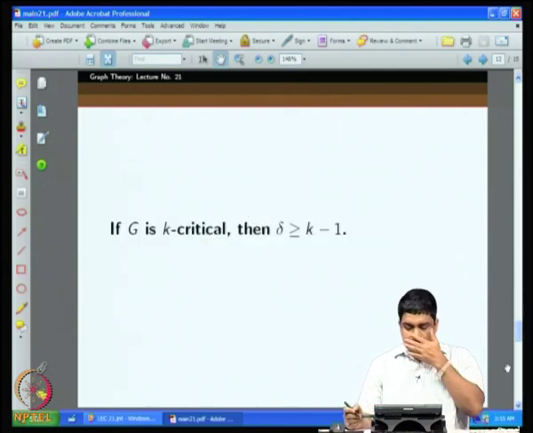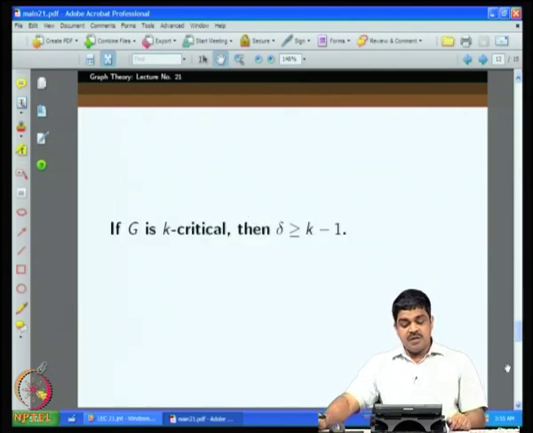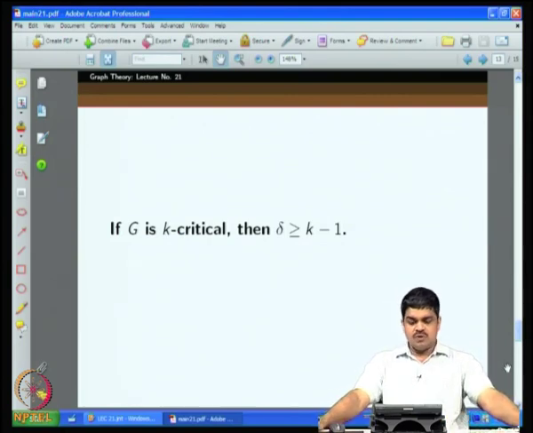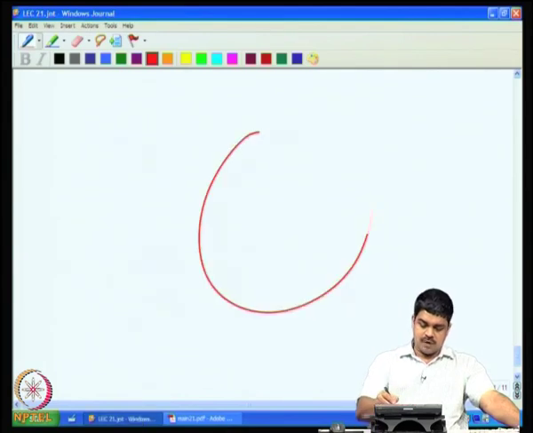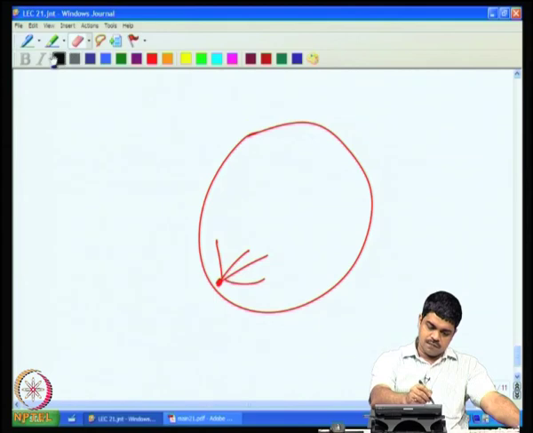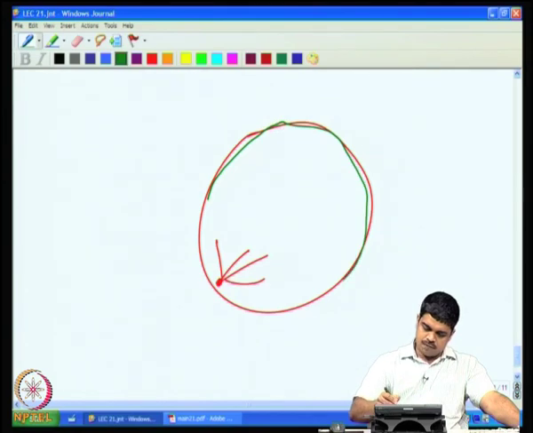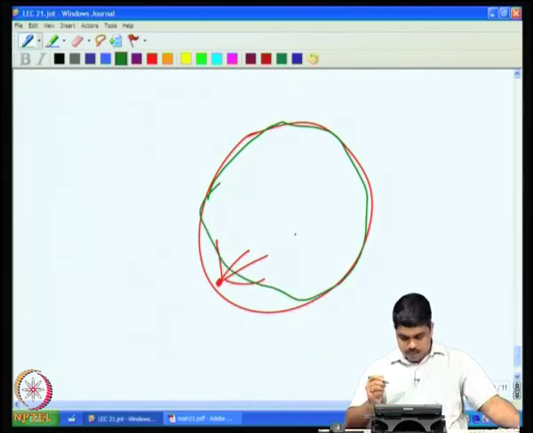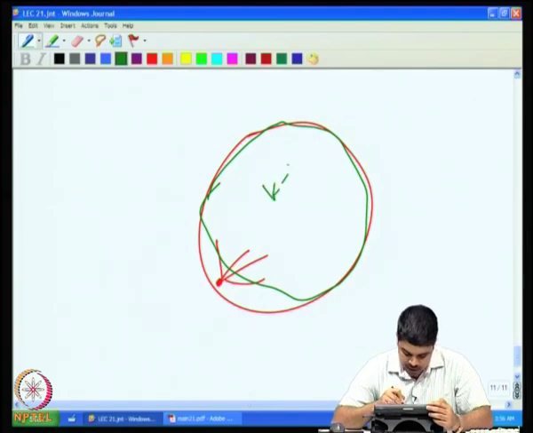Now one easy observation about K critical graphs is that its minimum degree has to be at least K minus 1. Why is it so? Because you take any vertex and you remove it. When you remove that vertex, what will happen? Suppose the graph is this, this is supposed to be K. You took a vertex here and then you removed it. So the remaining graph, namely this graph, after removing this, is K minus 1 colorable.